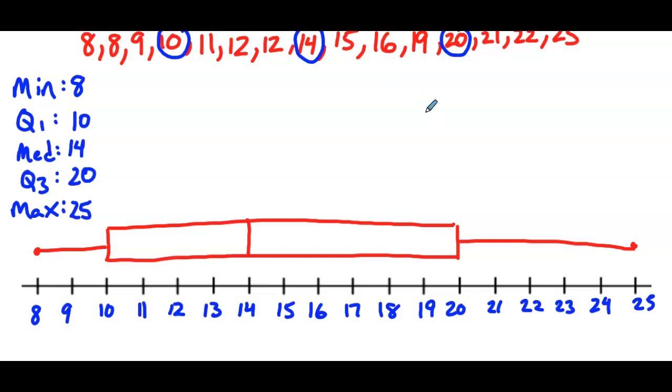The IQR in this case is 20 minus 10, so an interquartile range of 10. And again, that means that 50% of the data is within 10 hours, in this case, of each other, right? Because the widest gap would be from the first quartile to the third quartile.